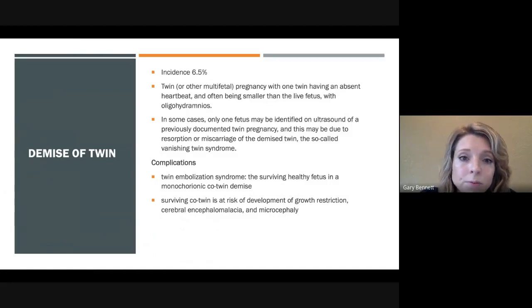A demise of a twin, pretty uncommon, 6.5% of the time. Twin pregnancy with one twin having an absent heartbeat and often being smaller than the live fetus with oligohydramnios, which is, of course, lower fluid volume around that baby. In some cases, only one fetus may be identified on ultrasound of a previous documented twin pregnancy, and this may be due to reabsorption or miscarriage of the demised twin. And we sometimes refer to that as vanishing twin syndrome. We have some images of those here in just a second.